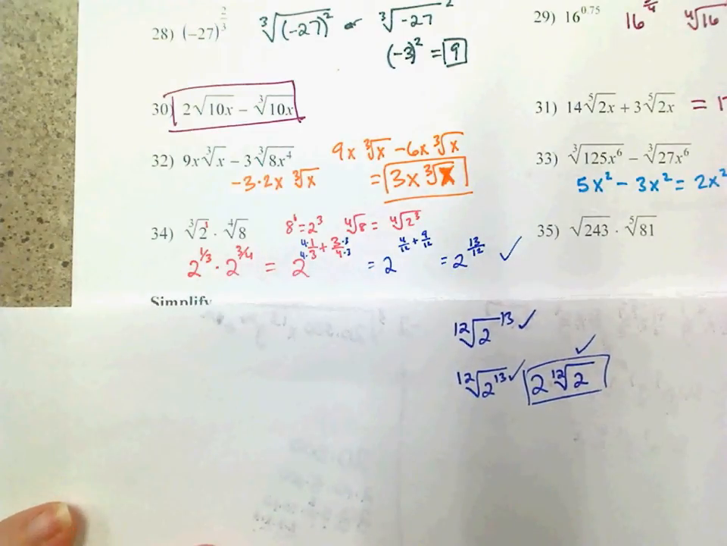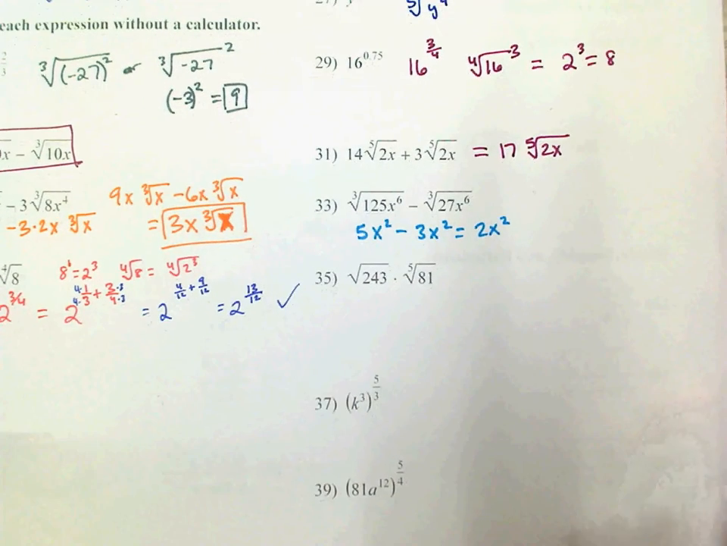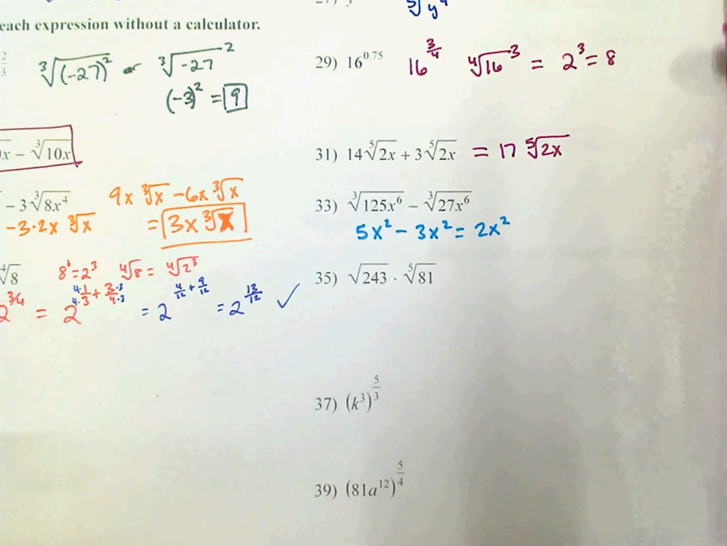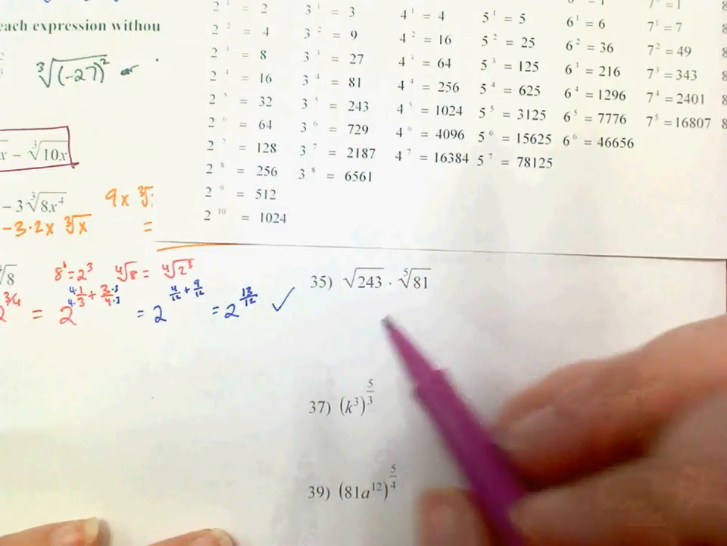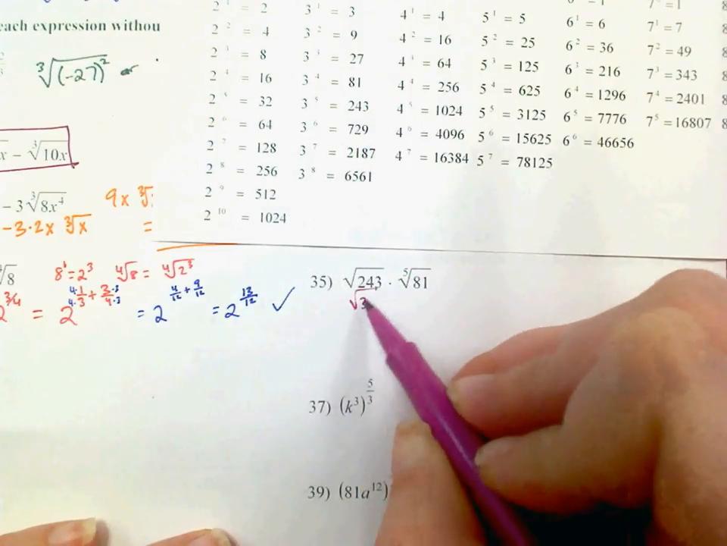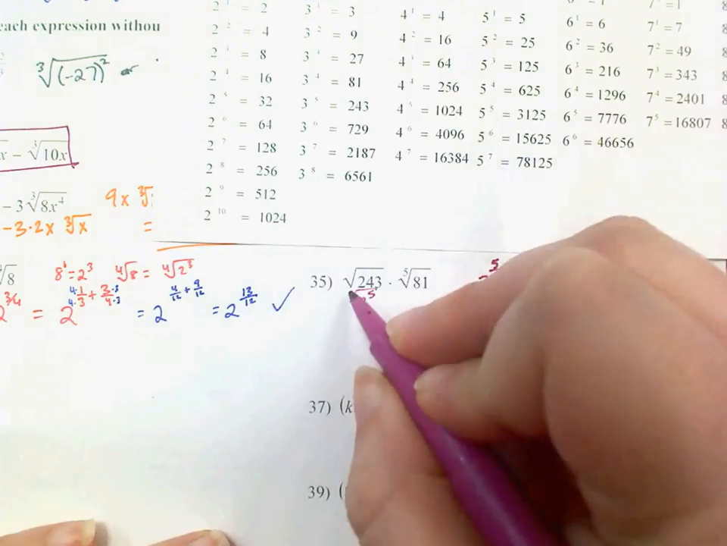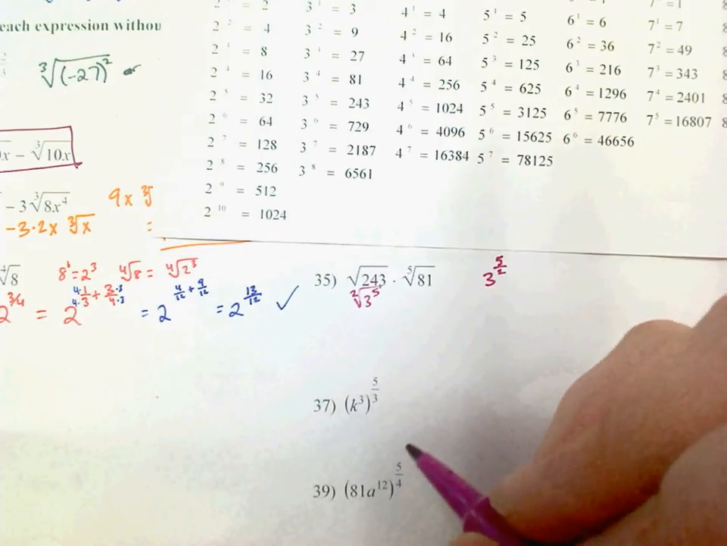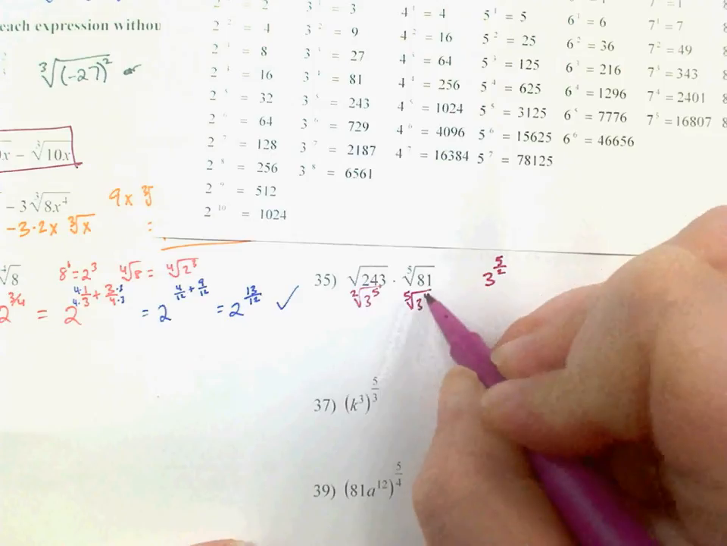Okay, number 35. So again, square root of 243 and the 5th root of 81. Interesting. So I'm just going to look at my power chart and see what I can do. 243 I see is 3 to the 5th. So I'm really just saying the square root of 3 to the 5th power, which means 3 to the 5 divided by 2, because there's an understood 2 right here. And the 5th root of 81, well, 81 is 3 to the 4th, so I'm really taking the 5th root of 3 to the 4th, which means 3 to the 4 over 5.